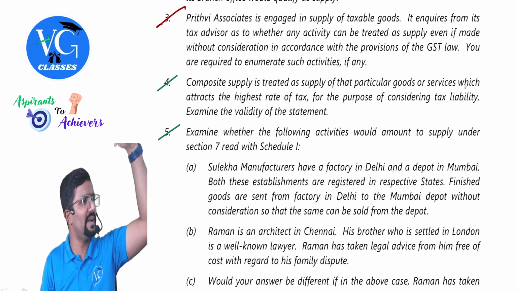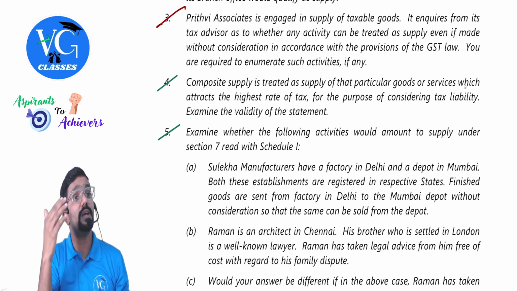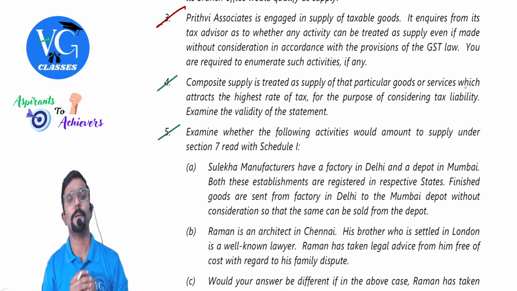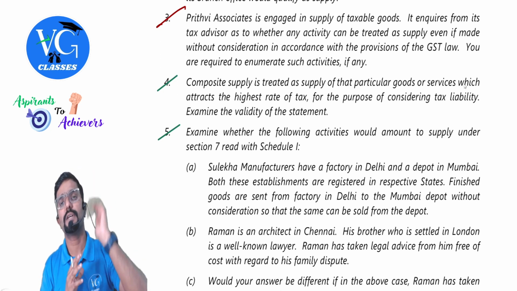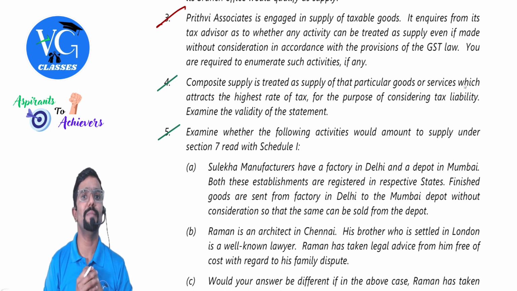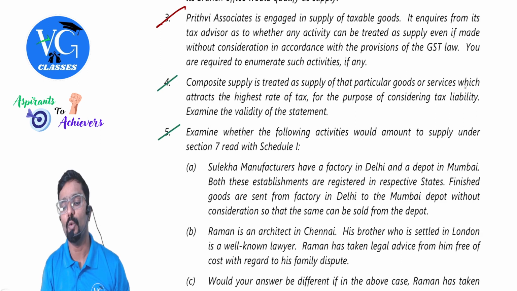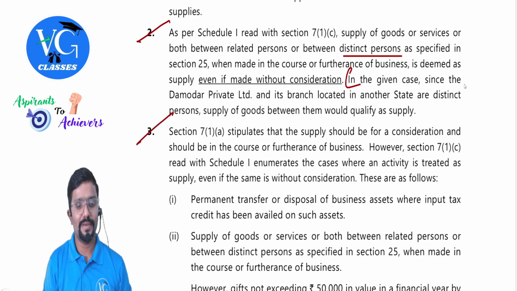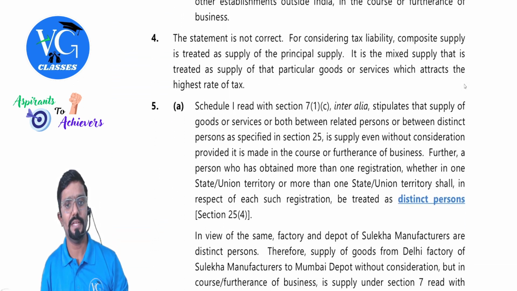First they told 7(1)(a) with consideration. But later they asked which activities are supply even without consideration. I guess it was the first question itself. So you can see, same question, they are asking in different ways. What should we explain here? The 4 activities covered in Schedule 1. What has to be explained? 4 paras of Schedule 1. Okay, that is what is given here. Anyway, we have already seen it a number of times, so I won't be explaining it again.